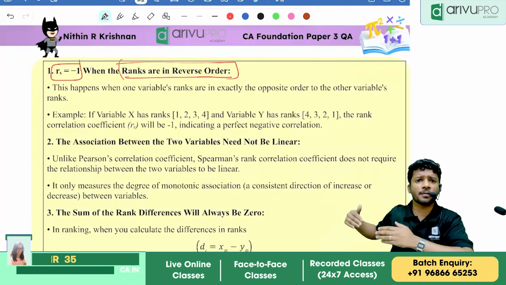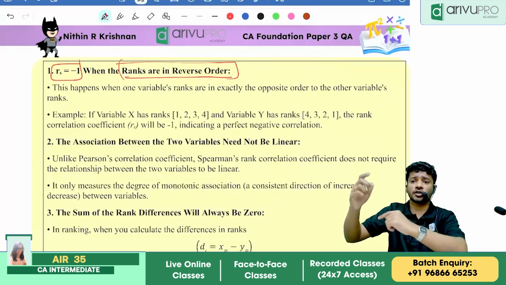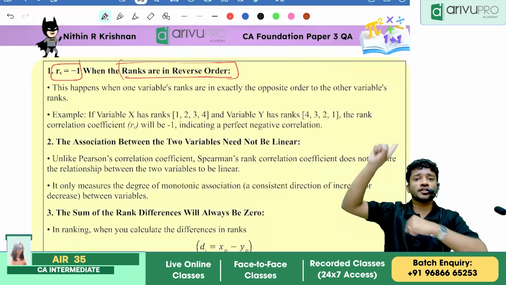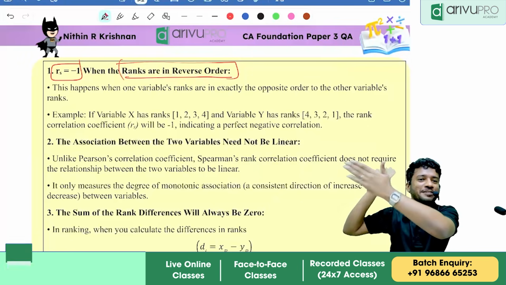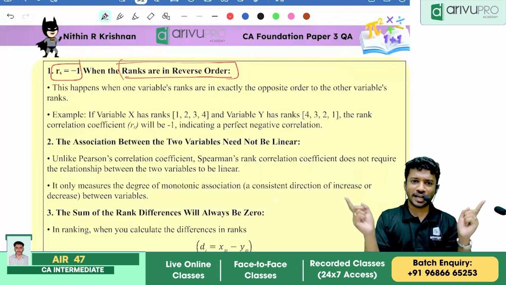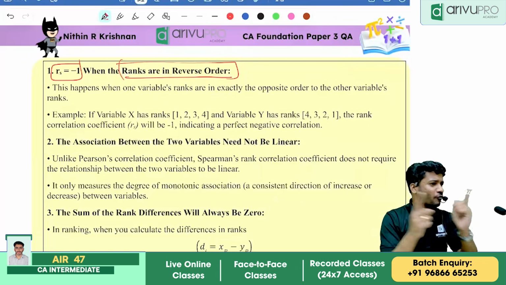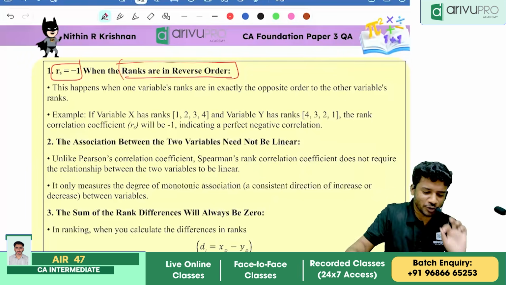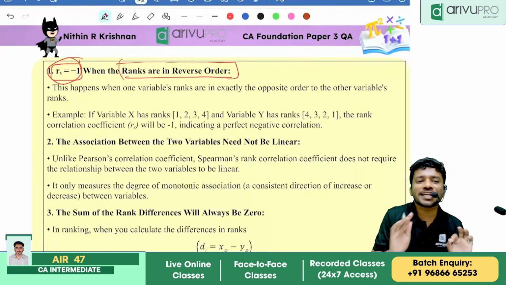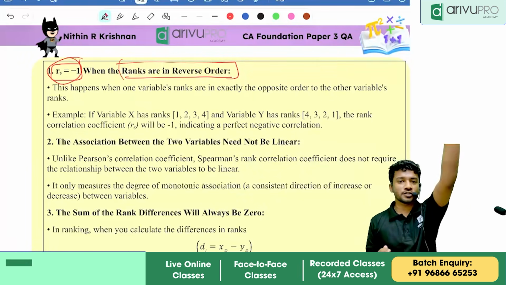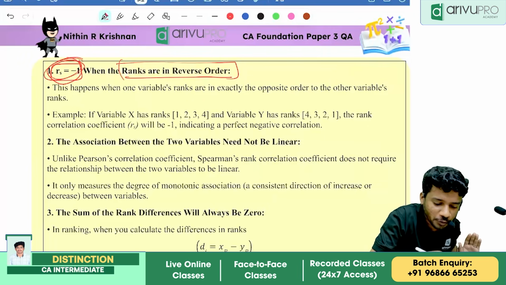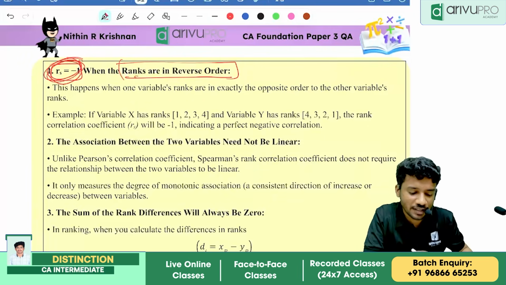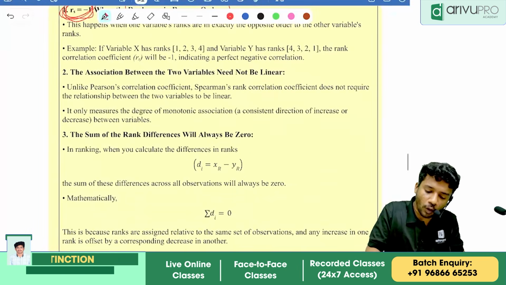Then my wife is coming and ranking in the opposite order. Dal and chawal is the first one, then Meghna Foods, then Nandana Palace, then finally Empire. So we rank it in the opposite direction, right? Whenever it is in the opposite direction, you should understand it will be perfect negative correlation. X goes this way, Y comes this way. Perfect negative. Understood? R is equal to minus 1 whenever the ranks are in reverse order.